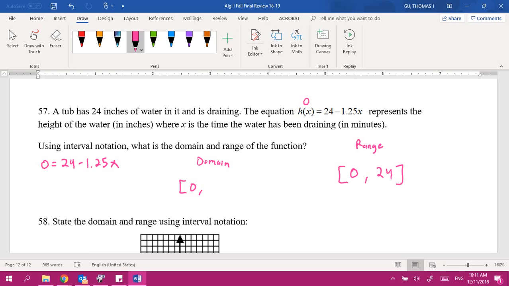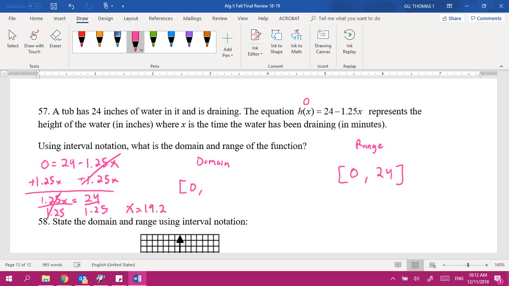So what would I do to solve for x here? Subtract 24? How could we keep it positive, though? We could just add the 1.25x. And that gives me 1.25x equals 24. And then how do I get x by itself to give me my answer? That's right. And that gives you x equals 19.2.